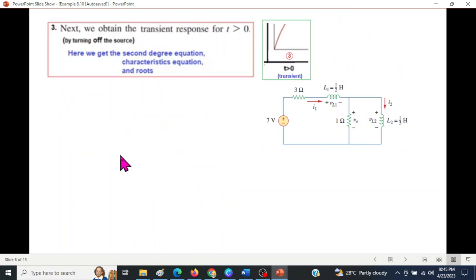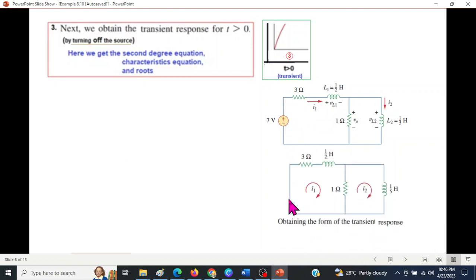Okay, and now we come into the transient period. We obtain the transient response for t greater than 0 by turning off the source. So we have to turn off the source to create an imbalance, to create a transient. This is as if somebody is standing on a chair and you pull the chair, so he will go into crumbling, or he will become in the transient state. So we put this as 0. Now this is the circuit that we have. We'll solve this.